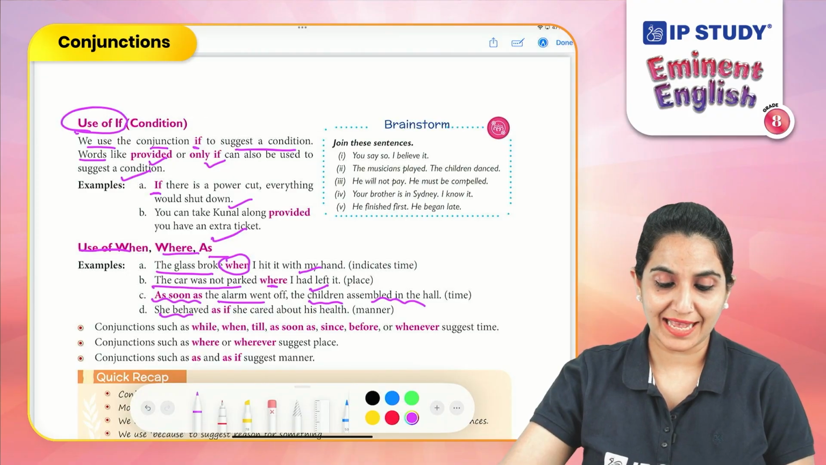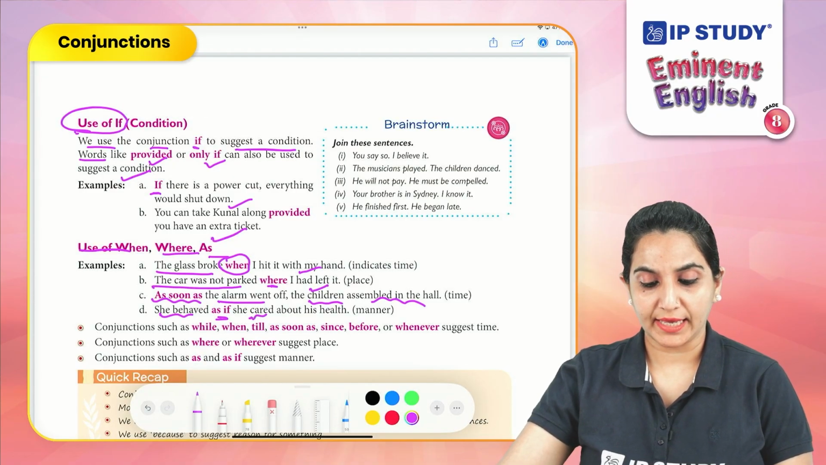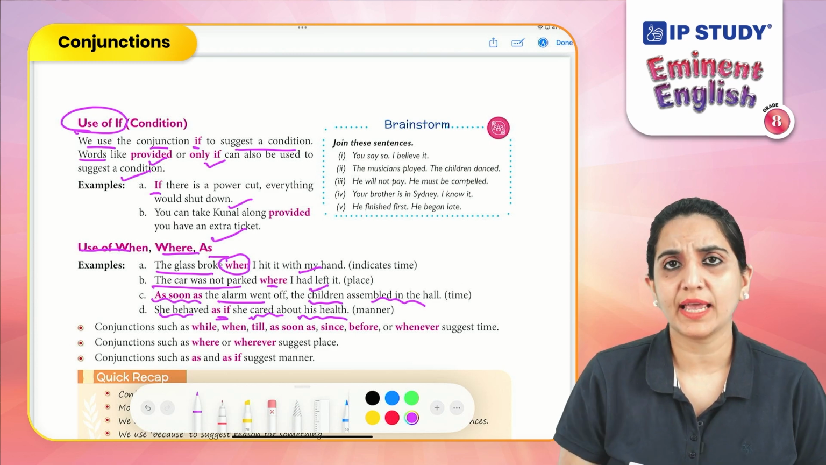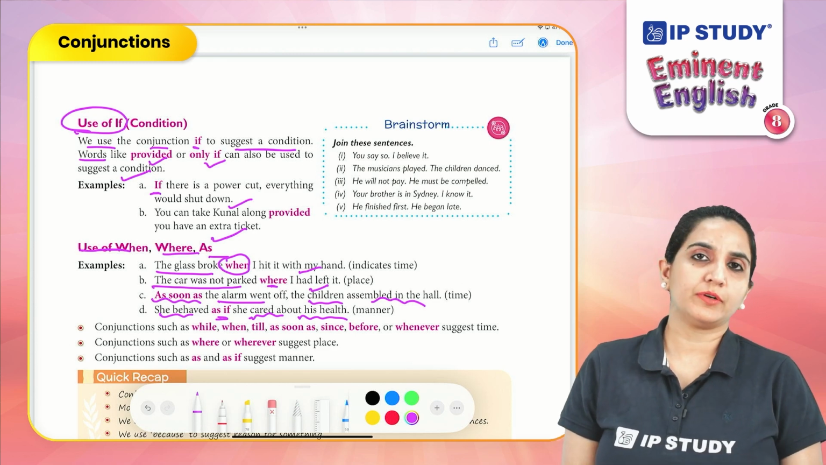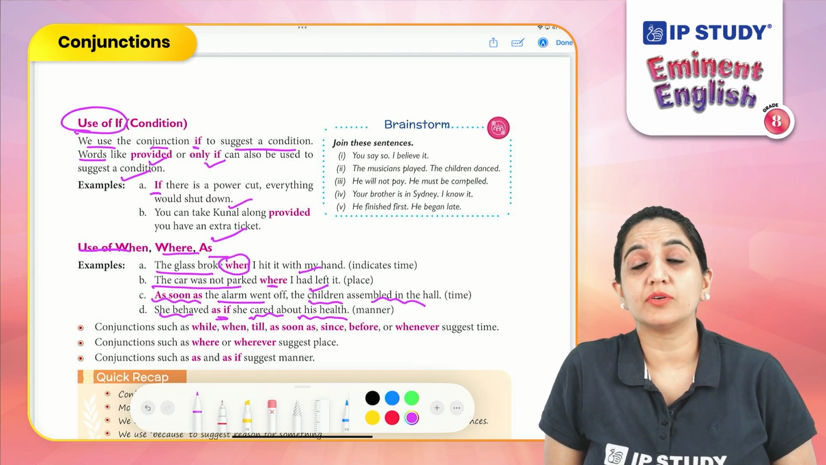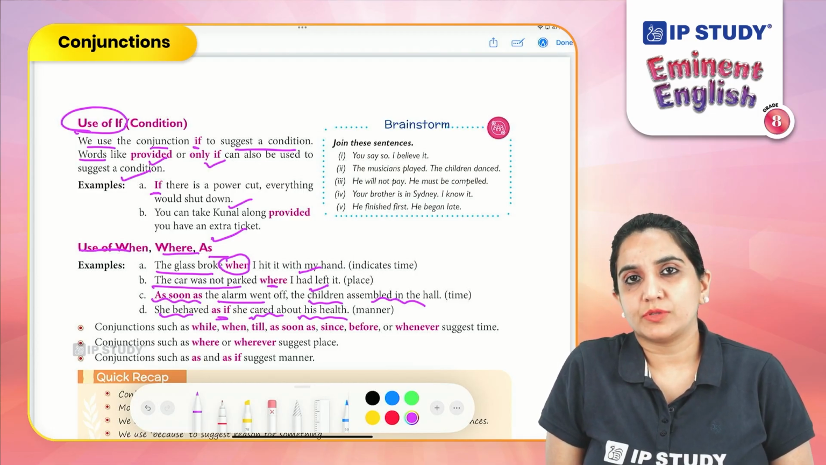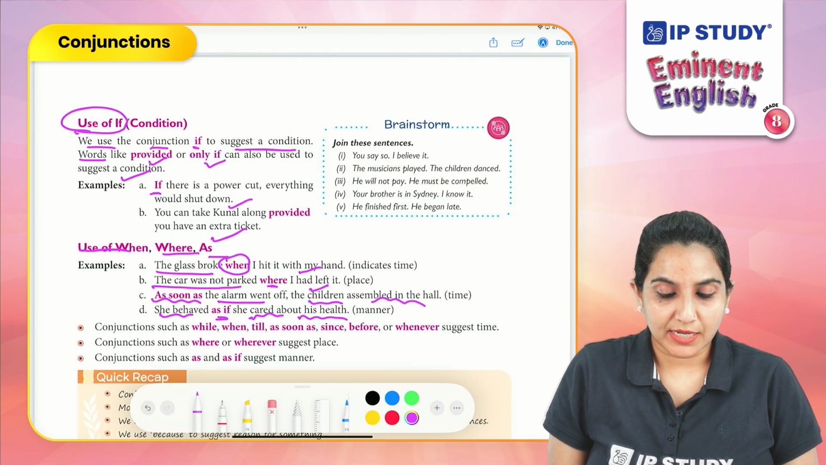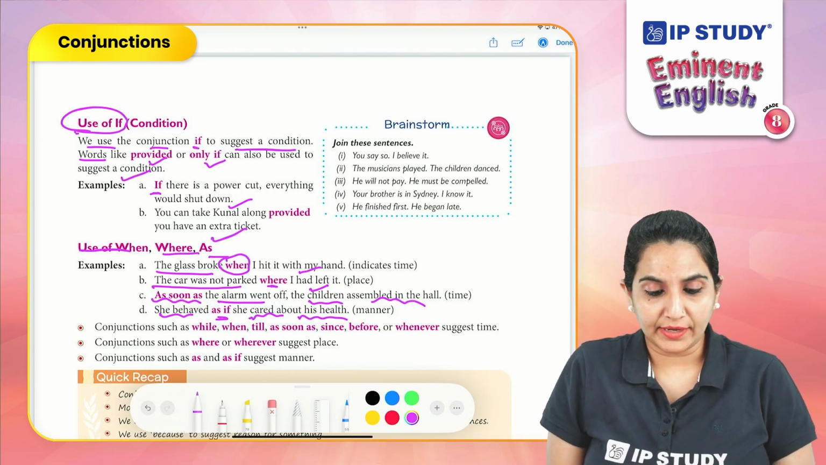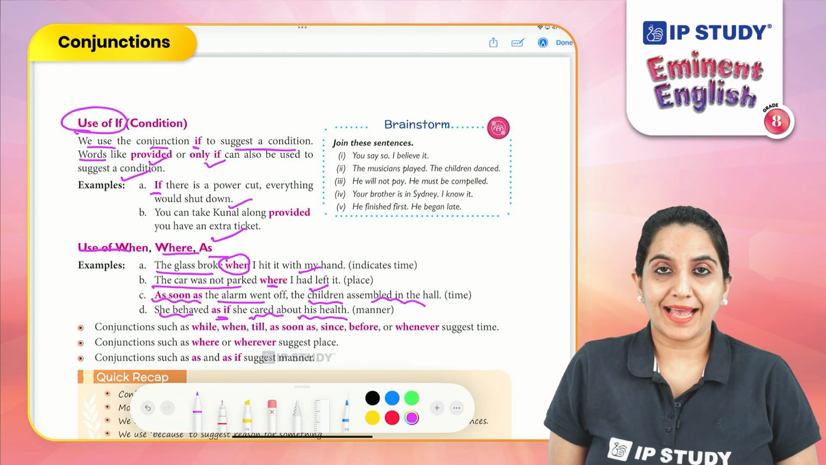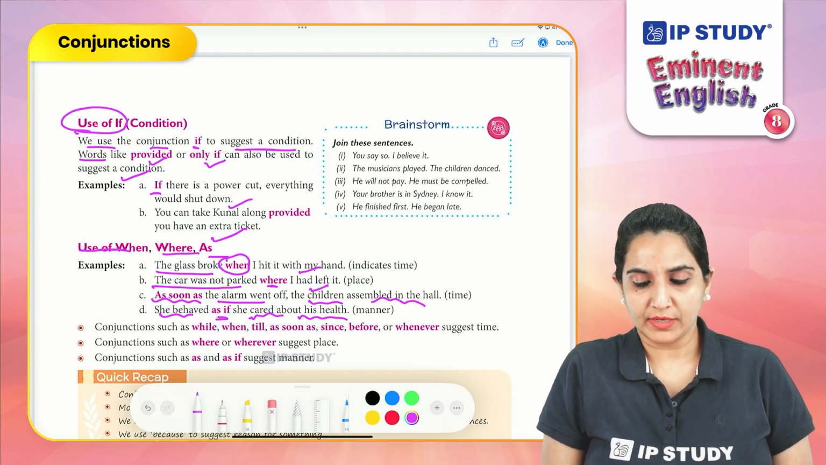She behaved as if she cared about his health. Now this is manner. You can also say these are kind of adverb clauses, but not really, because these are compound sentences. They're joining two meaningful sentences together. So the glass broke when I hit it with my hand. The car was parked where I had parked it. As soon as the alarm went off, everyone assembled.